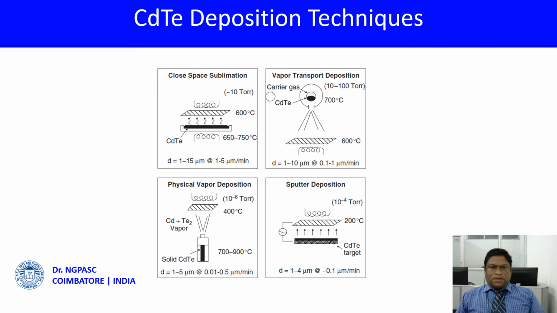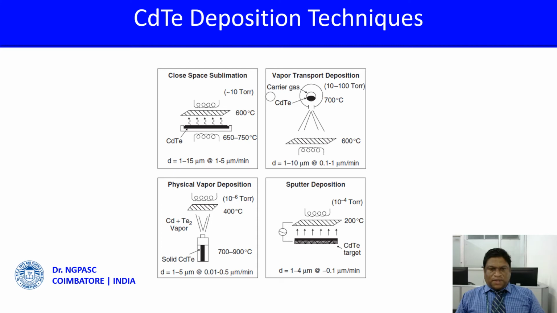The second technique used for cadmium telluride is vapor transport deposition. In this deposition, you can see that the substrate is kept underneath at 600 degrees centigrade, and there is a carrier gas, usually an inert gas. There is a heater here, heated up to 700 degrees centigrade, and finally you will get the deposition of cadmium telluride material on the substrate. The pressure level used was in the 10 to 100 torr range, the thickness will usually be 1 to 10 micrometer, and the growth speed is 0.1 to 1 micrometer per minute.